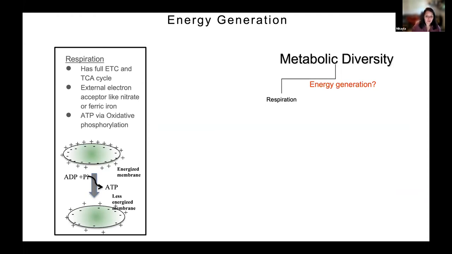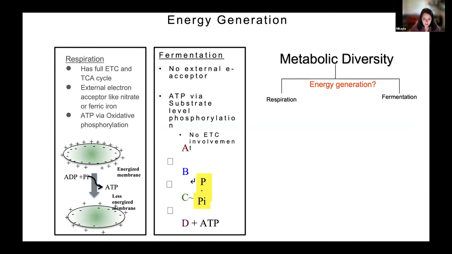We would look for a full electron transport chain, near complete TCA cycle, as well as the potential to use electron acceptors for things like nitrate. This would be indicative of respiration and ATP production via oxidative phosphorylation. The second way is through fermentation. This would be an absence of the pieces I just mentioned, so lack of an NADH dehydrogenase, TCA cycle, or external electron acceptors.